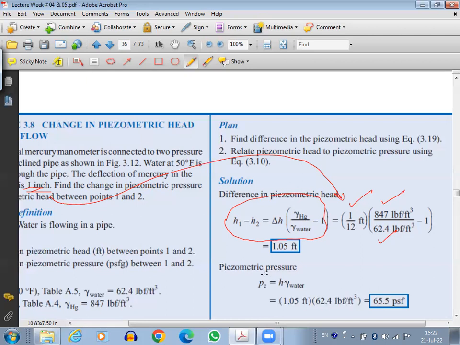And once you have the difference in the piezometric head, just divide by the gamma of the main fluid so that you can find out what is the piezometric pressure. So this difference in the piezometric head multiplied by the gamma of water, because water is there as the main fluid in the pipe. So you're going to get the piezometric pressure in pound per square foot. Is it clear? Is there anything within the problem which is not clear?